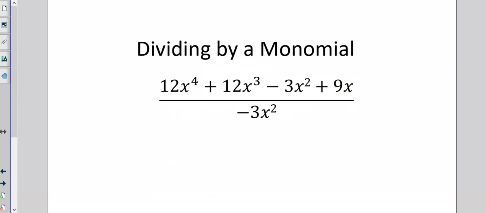All right, here we go again. So 1 by 1. 12 divided by negative 3 is negative 4. We subtract the exponents. 4 minus 2 is 2. Okay? 12 divided by negative 3 is, again, negative 4. 3 minus 2 is 1.